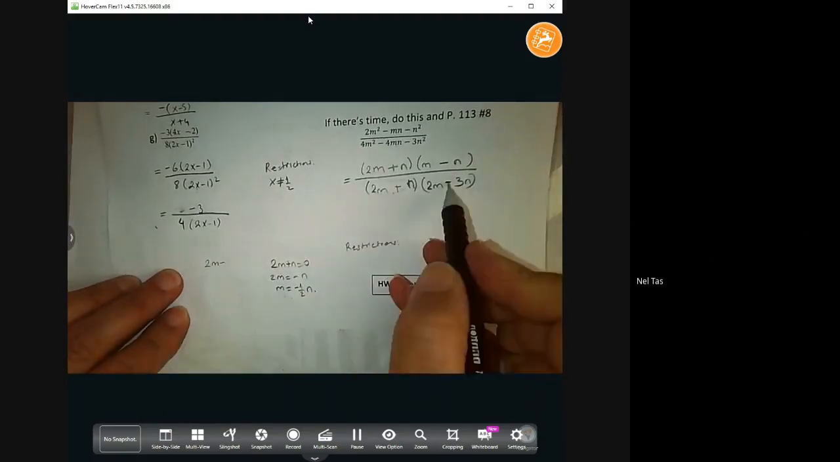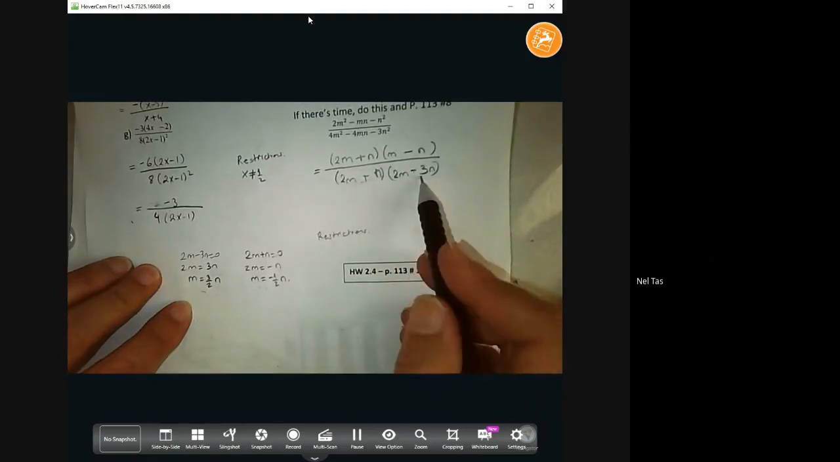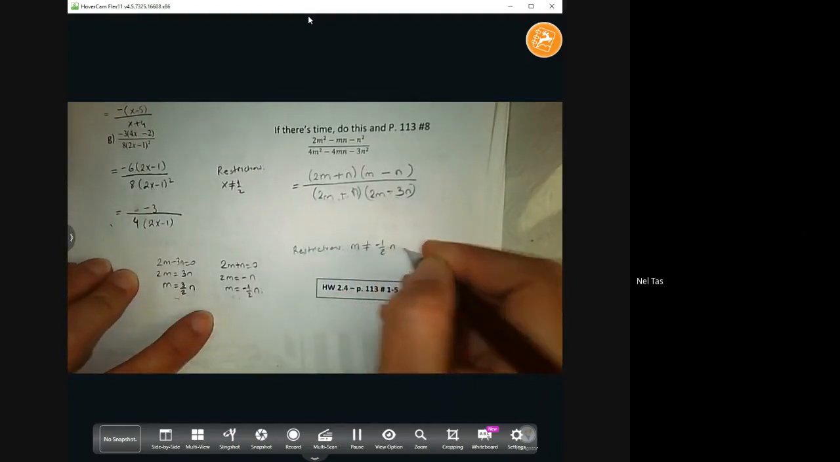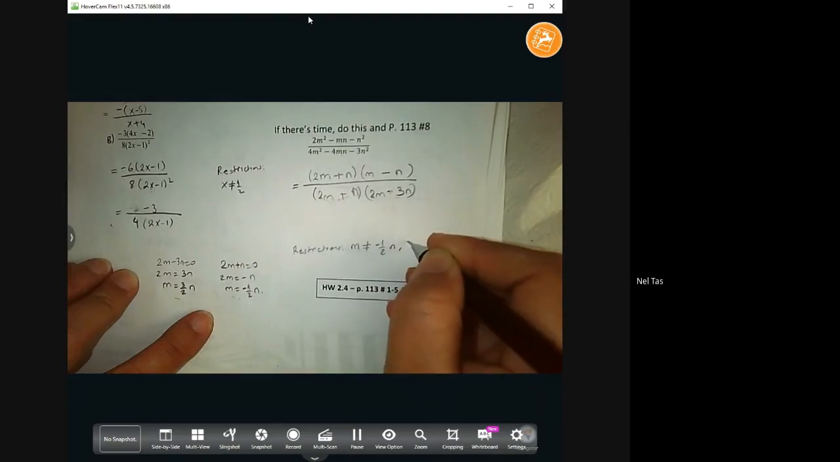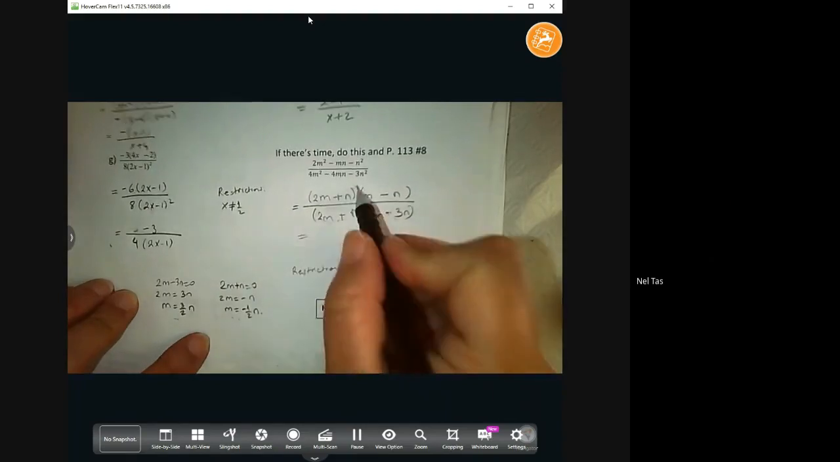So let's look at the second one. 2m minus 3n equals 0. Again, isolate m from here. 2m equals 3n, m equals 3 over 2 n. Again, if m is equal to 3 over 2 n, this factor becomes 0. Therefore, the whole denominator becomes 0. So restrictions are m cannot be negative 1 over 2 n and 3 over 2 n. So now simplify.